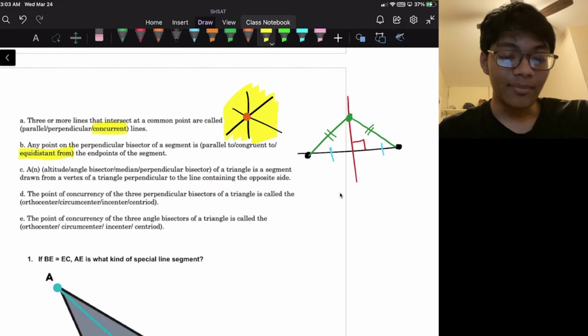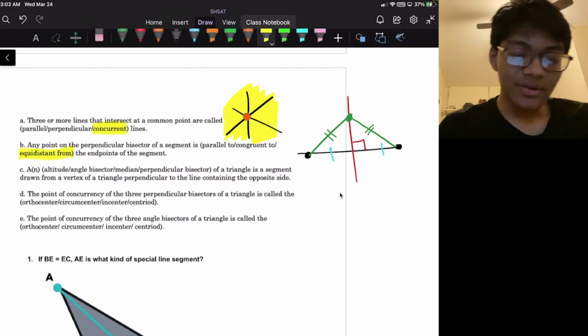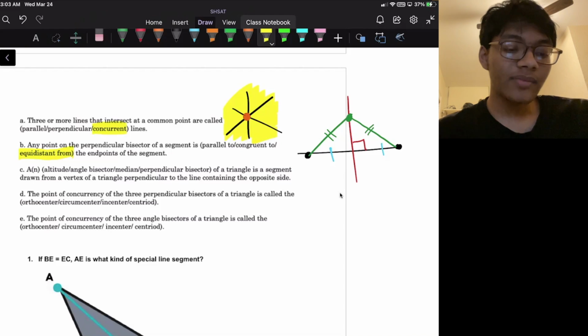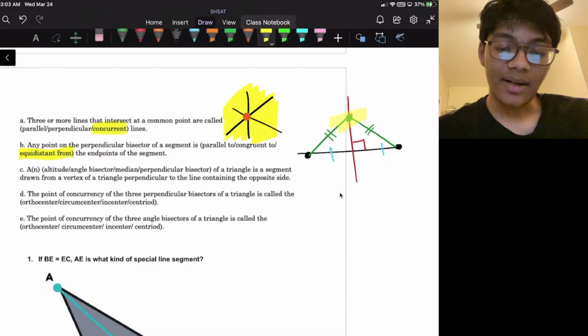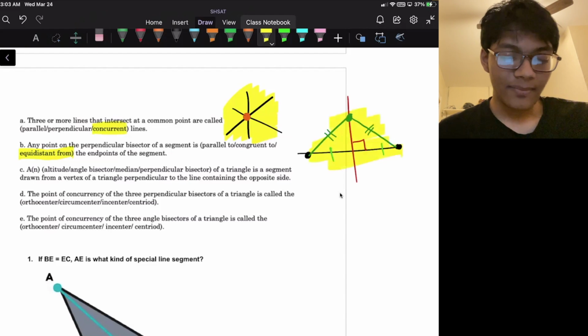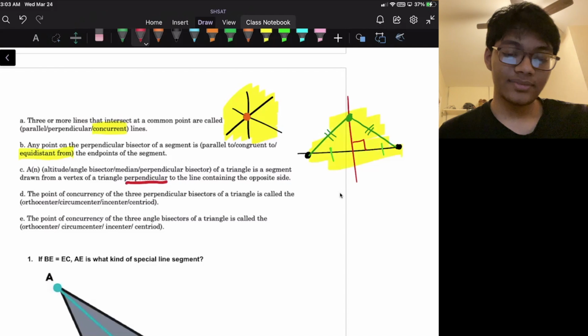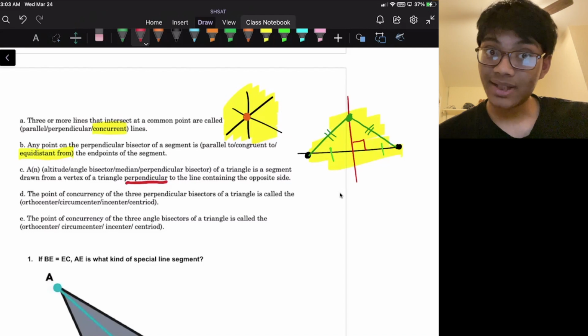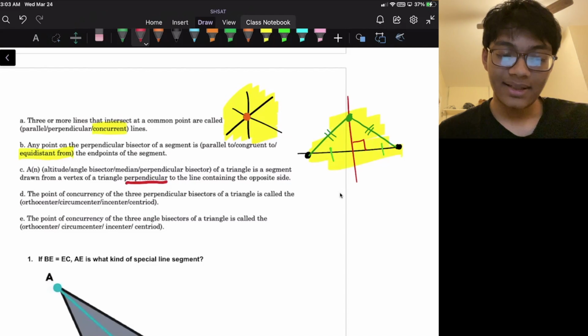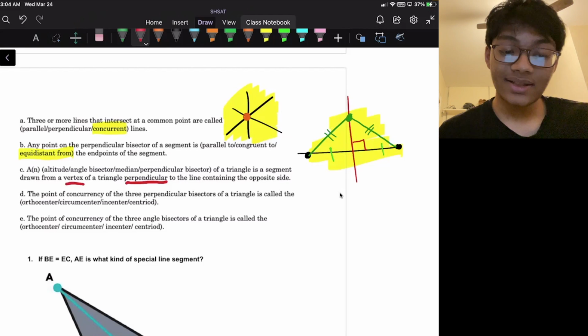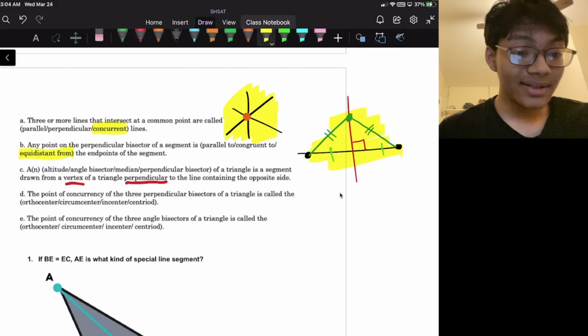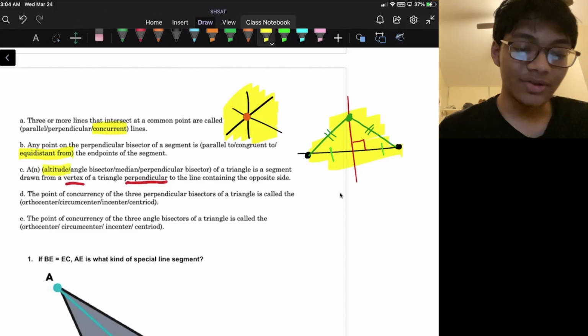C. Blank, blank, or blank of a triangle is a segment drawn from the vertex of a triangle perpendicular to the line containing the opposite side. Okay, so here's the key word, perpendicular. Can you think of something that's perpendicular to the opposite side? Something that starts from a vertex? Well, there's only one thing, and it's an altitude.